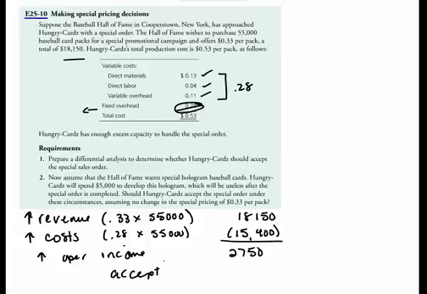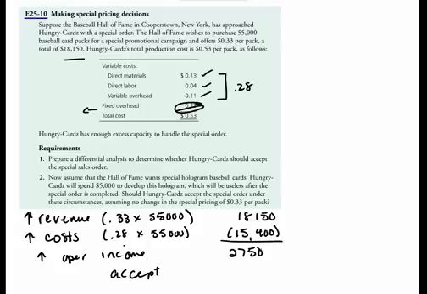The second part of that says, now what if they want this special hologram that's going to cost $5,000? That's going to be a fixed cost. Now you can see right here, if I'm only making $2,750 and you add another $5,000 in cost, this is clearly not going to pay for itself.